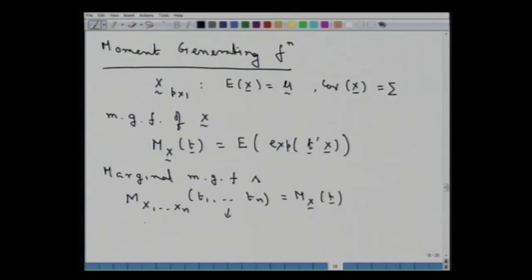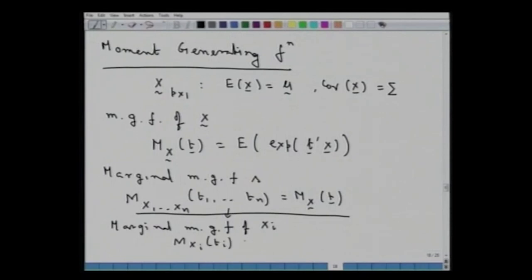So, from here, if we want to find the marginal MGF of x_i, that would be derived from the joint moment generating function of the components of x in the following way: the marginal moment generating function of x_i at the point t_i would be given from the joint moment generating function of x1, x2, ..., xn with 0 at all other points except the ith position, which is say t_i. So, this is the ith point. This is what is going to give us the marginal moment generating function of the component, which is x_i.